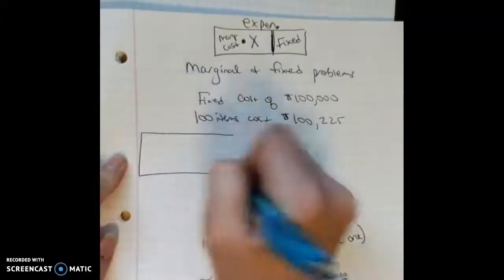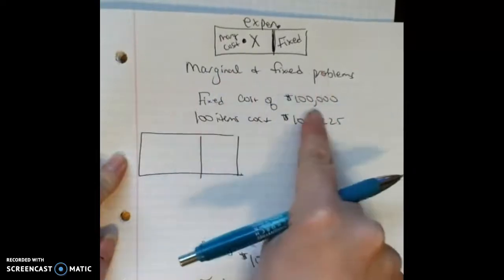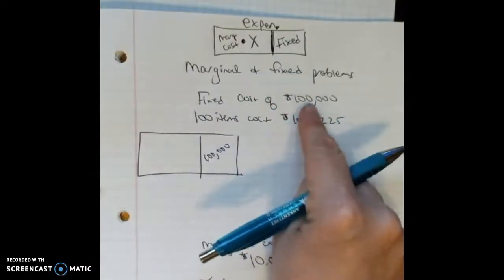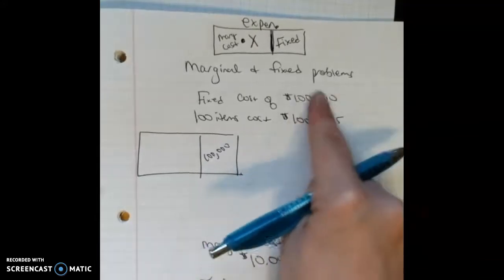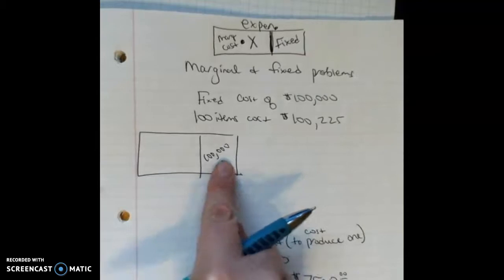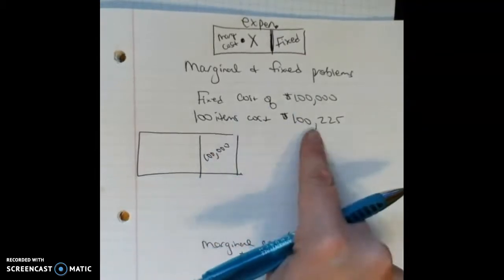So I'm going to draw my little chart. And let's see, on this one it says fixed cost of 100,000. All right, so maybe they buy a factory, maybe a small business, they put some equipment in it, but these are things you only pay for once. So maybe you buy the building, you buy the equipment, and then you own it. So those are your fixed costs. And then 100 items cost this.